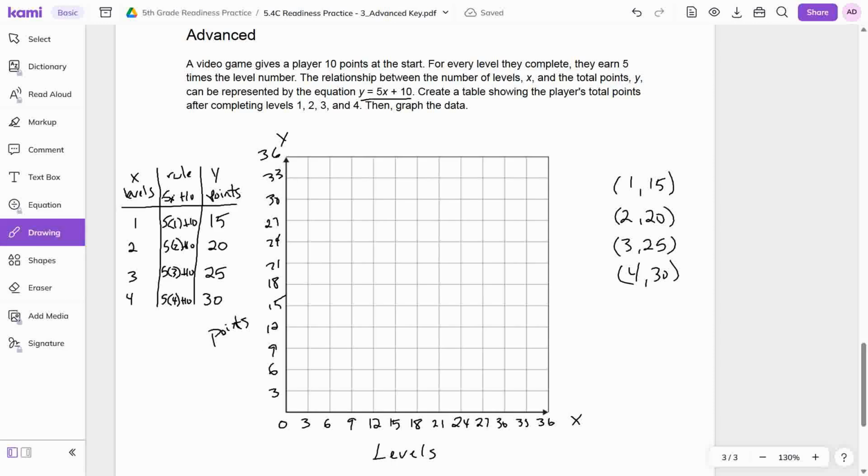Let's change to purple. So 1 and then 15 is going to be kind of close to that 0 line right there. Now we've got a 2 and a 20. So that's going to live in that square there. 2 and 20. 3 is going to be on the line. That's going to be 25, so above the 24 line. 3, 25. And then my 4 and 30 at least gets on this horizontal line, but we're past the 3 line. And there we go. We've got 4, 30. You see that straight line being built there.